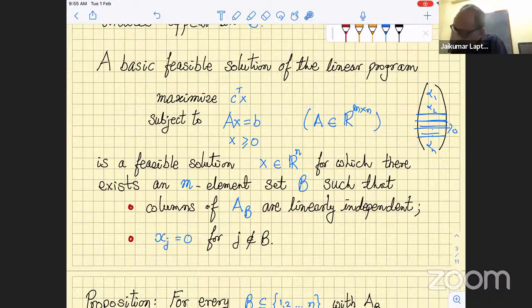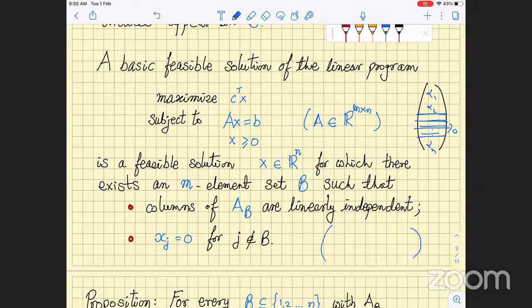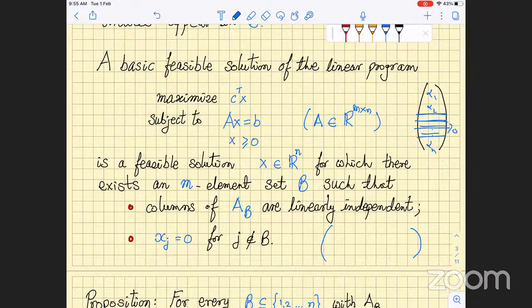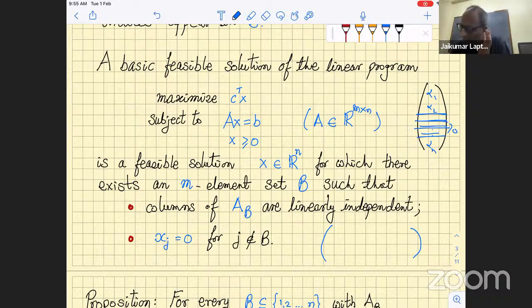Then just to be sure, if n is less than m, then there is no such solution. But we assume that the rows of A are linearly independent, so the number of rows can be at most n. So n will always be at least m in our setup, because we are in equational form with the assumption that the rows are linearly independent.